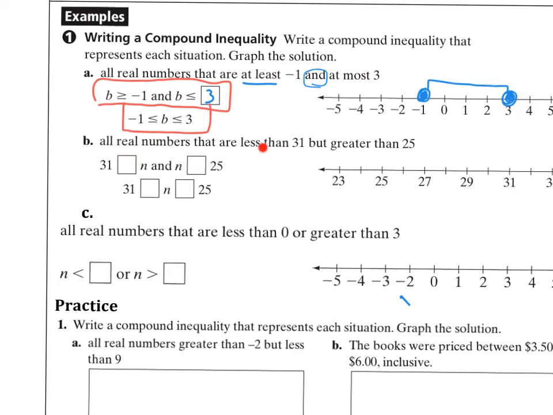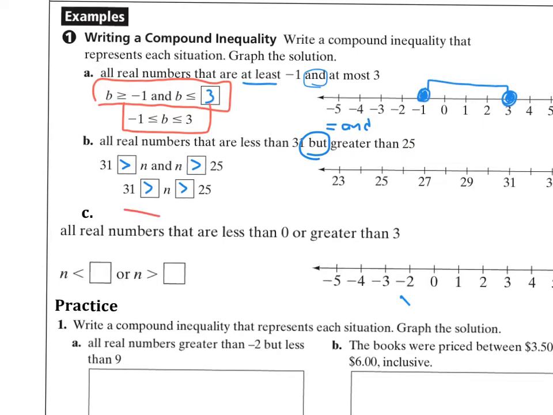All real numbers that are less than 31 but greater than 25. So notice it doesn't have the word and, it has the word but. When you see the word but, in this case, you can use the word and in the context of compound inequalities. So notice here that my n has to be less than the 31, but the n is also greater than 25. So I have an upper limit of 31 and a lower limit of 25.